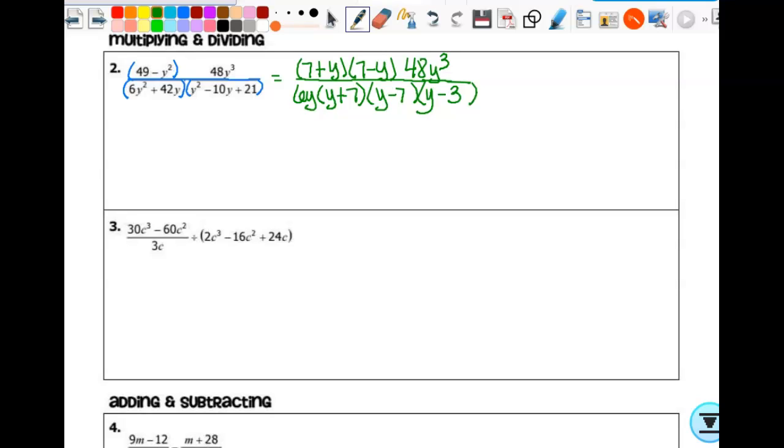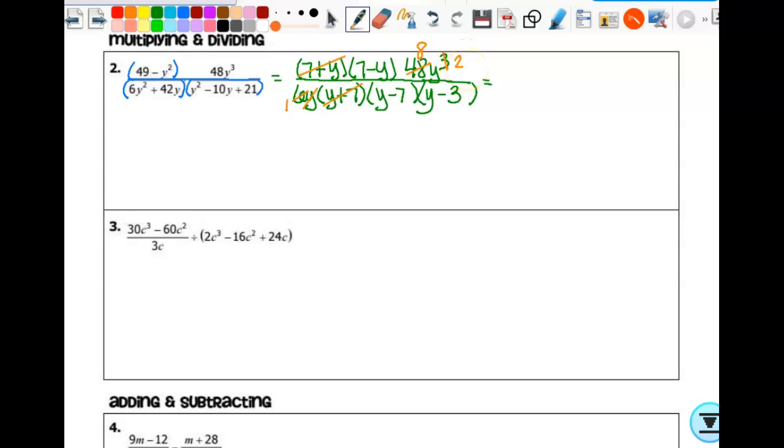I can start to reduce things. So when I do this, let's see. 7 plus y and y plus 7 are the same thing. Is 7 minus y and y minus 7 the same thing? No, it's not. You can add in any order, you can't subtract in any order. So I've got to leave that for now. Then I have this 1 term and this 1 term. I can reduce these. 6 goes into 6 once, goes into 48 8 times. And then this y can cancel with one of those and it becomes y squared.